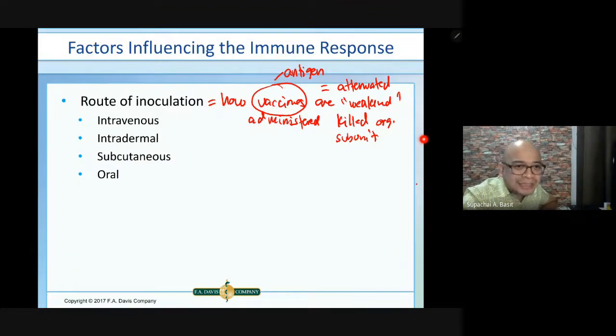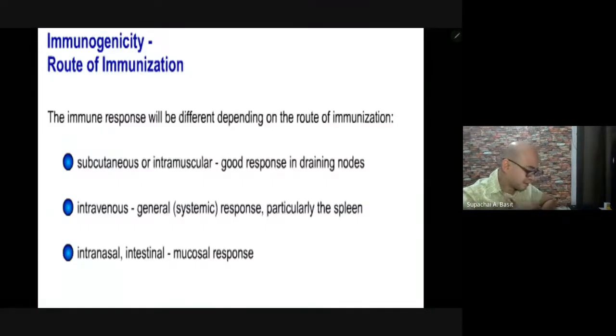As you can see here, there are several routes of administration. We can administer it intravenously, intradermally, subcutaneously, or even orally. The immune response will be different depending on the route of immunization. The most common route, for those of you who received a jab for COVID-19, is probably the subcutaneous or intramuscular route.